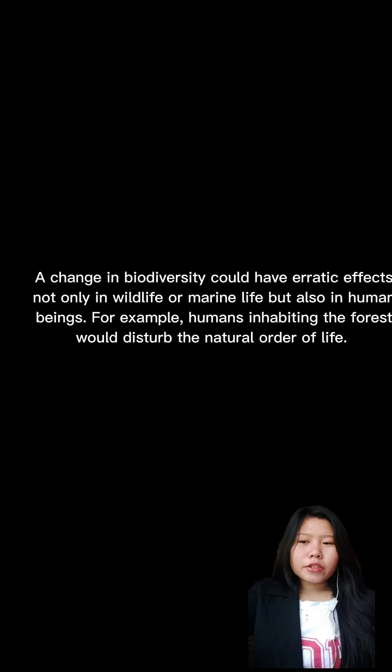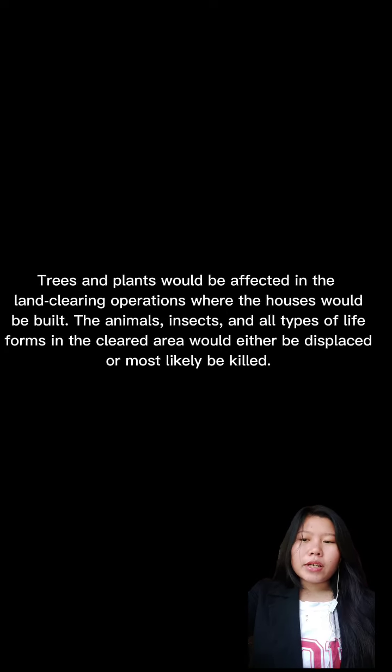Changes in biodiversity. A change in biodiversity could have erratic effects not only in wildlife or marine life but also in human beings. For example, humans inhabiting the forest would disturb the natural order of life. Trees and plants would be affected in the land clearing operations where the houses would be built. The animals, insects, and all types of life forms in the cleared area would either be displaced or most likely be killed.